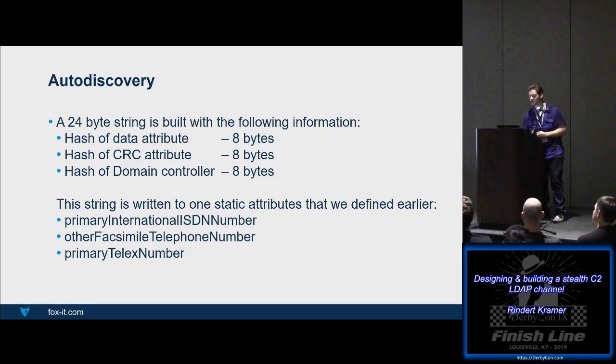The tool will query the whole Active Directory domain for these attributes that are present on user accounts. If they contain data and it's parsed successfully, both client and server have identified each other, and they also know which domain controller should be used in the process, which attribute is for data and which attribute is for CRC.